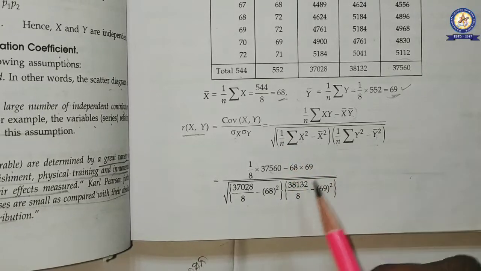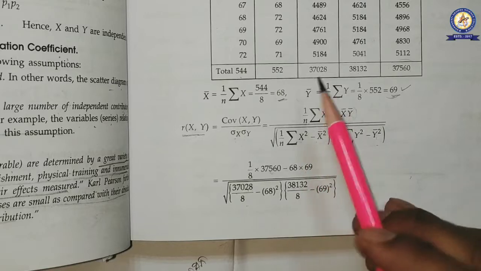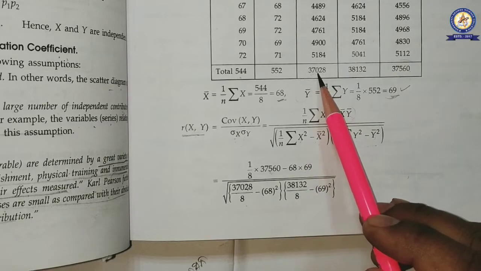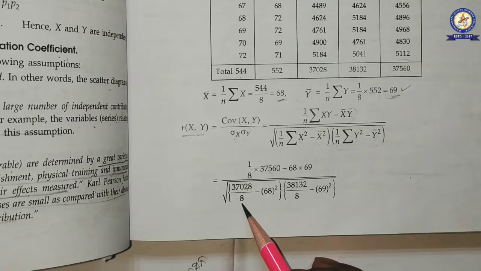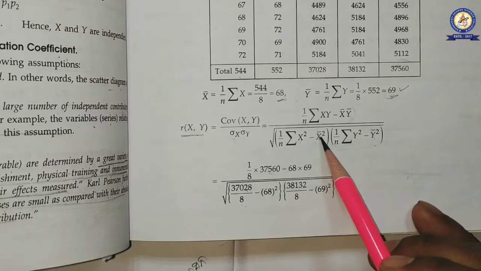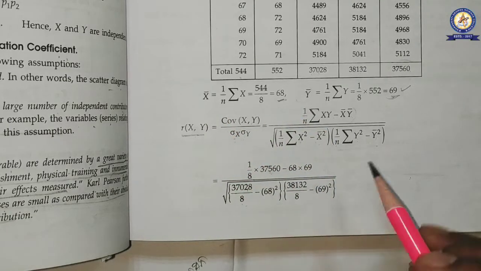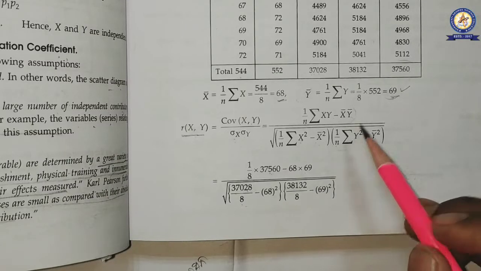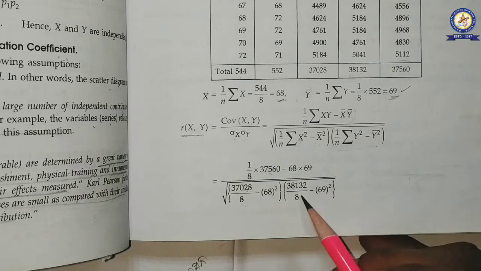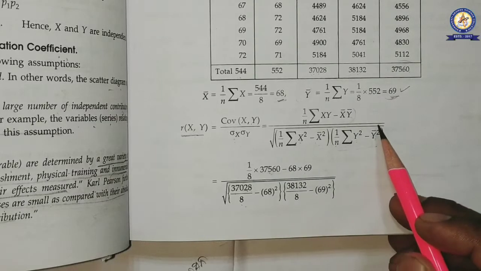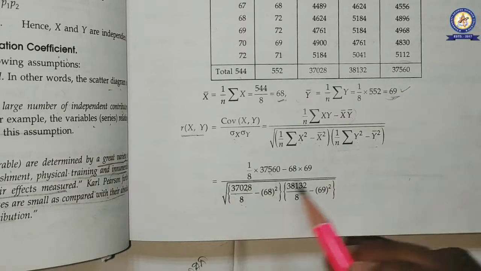And root over of sum of x square by n minus mean of x square. So sum of x square here is nothing but 37028. 37028 by total number, your 8, minus mean square. Here x mean is your 68. 68 square. Likewise here sum of y square is nothing but 38132. 38132 by 8 minus y mean square. Y mean is your 69. 69 square and whole root over.